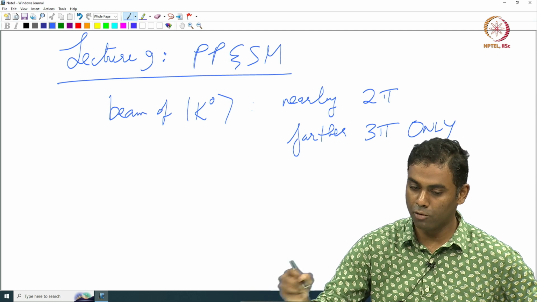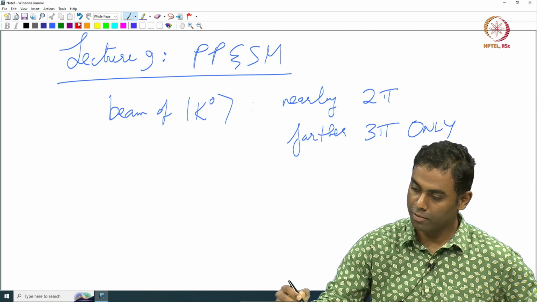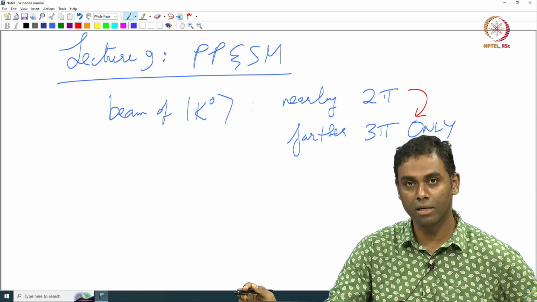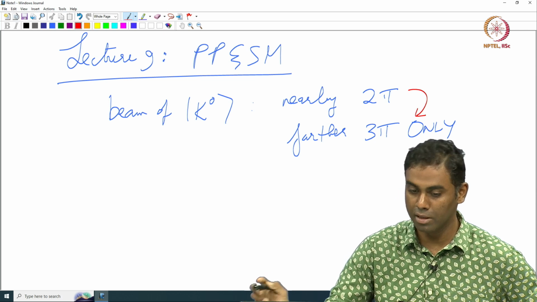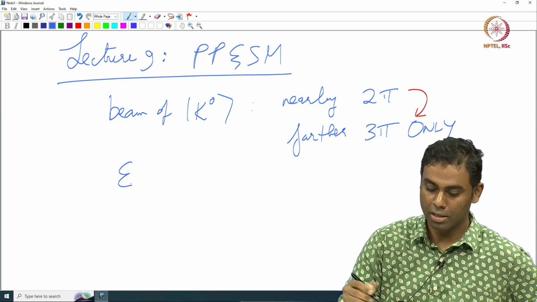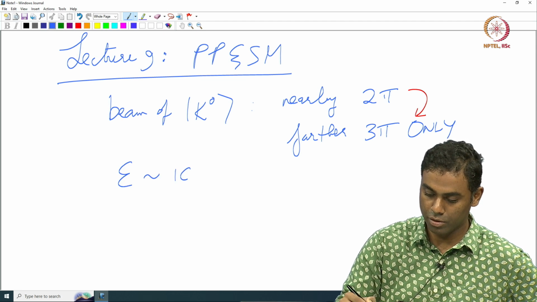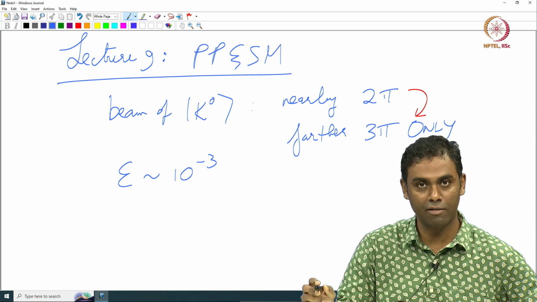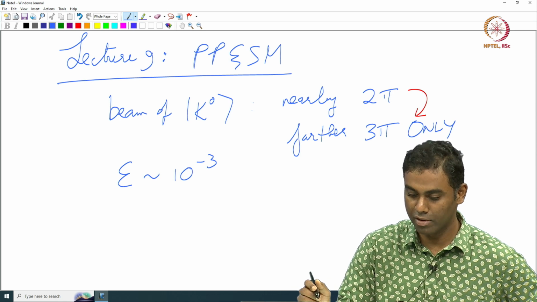However, there was a contamination seen far away of the 2 pion final state, and that signaled that there was CP violation, and we parameterized the amount of CP violation with an epsilon and said that in the weak interactions CP violation occurs at the level of 10 to the power minus 3, right.